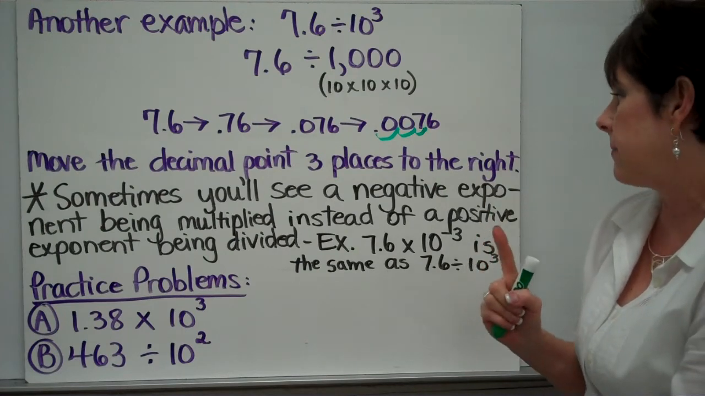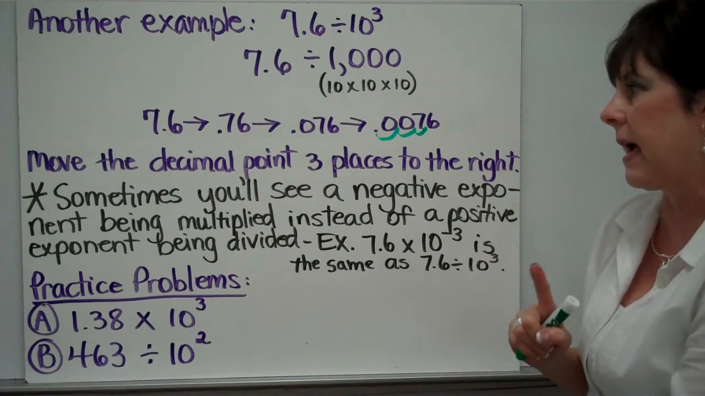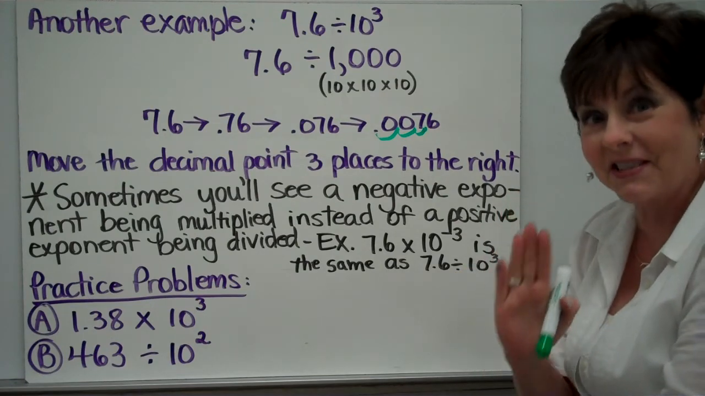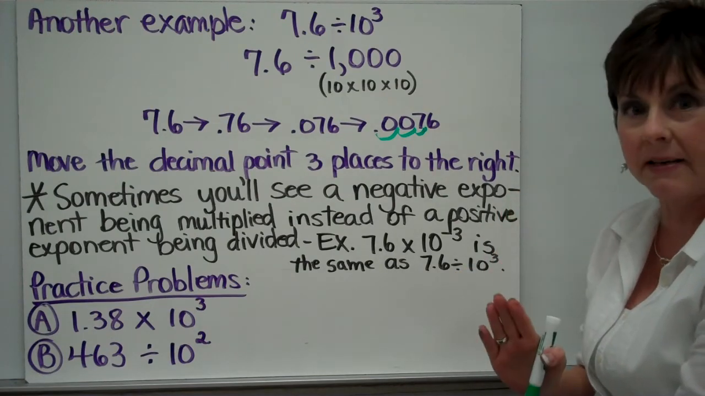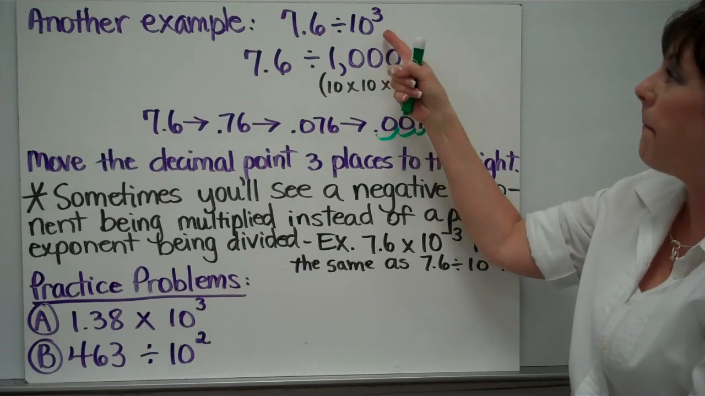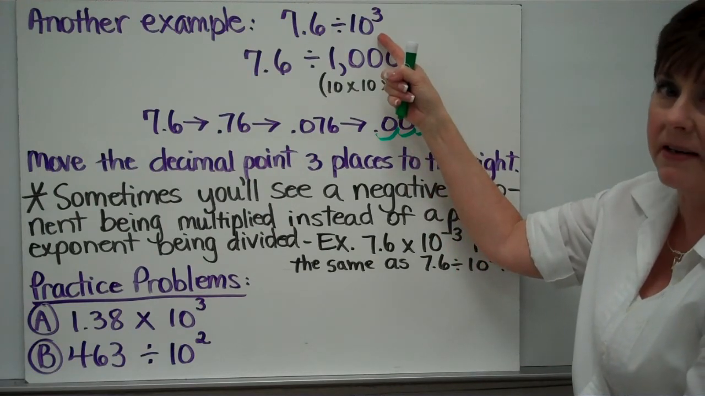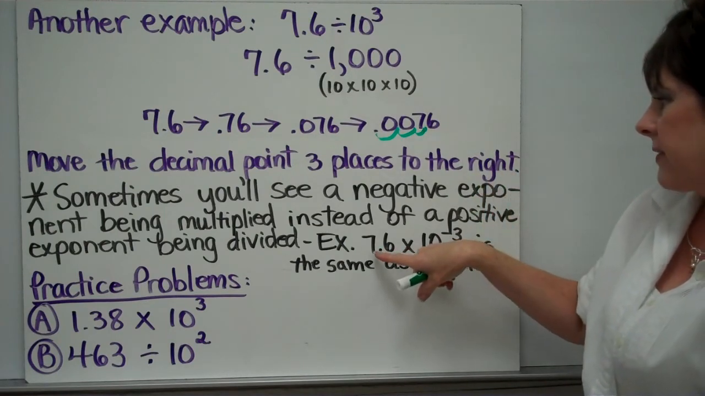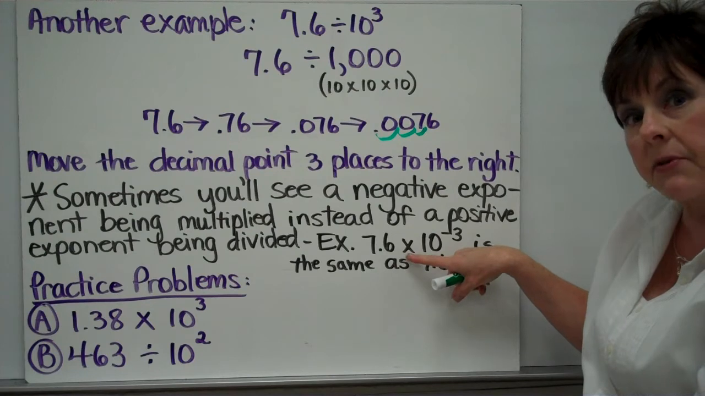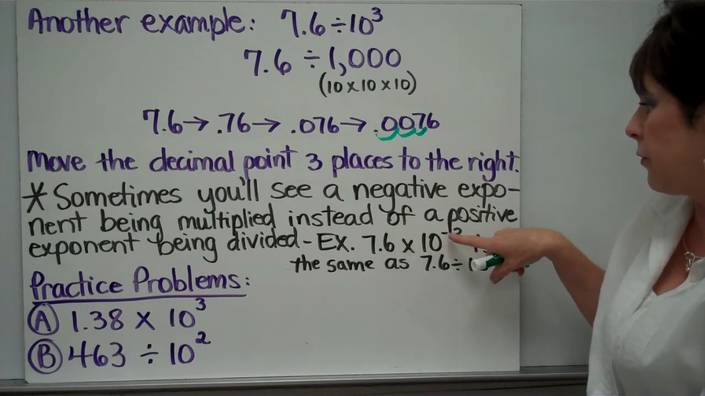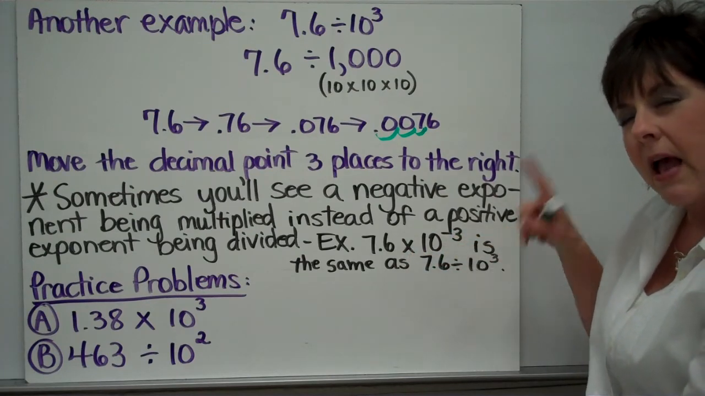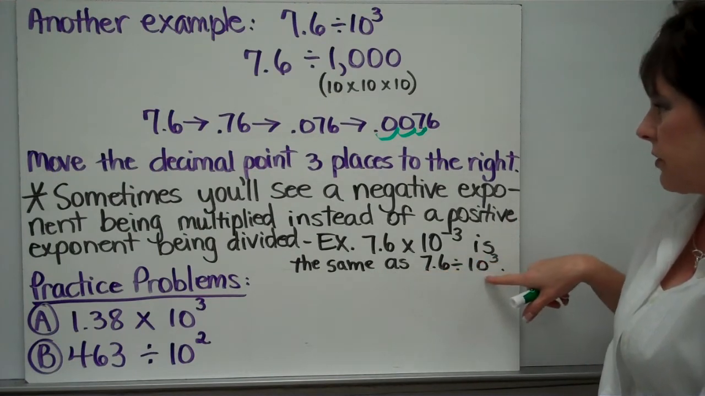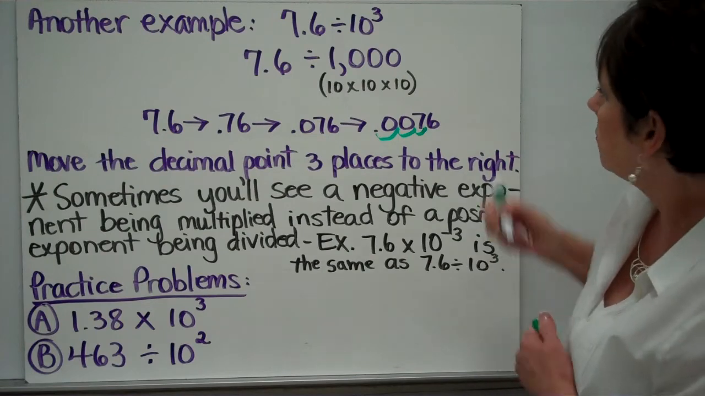Now, sometimes you'll see a negative exponent being multiplied instead of a positive exponent being divided. This is a positive exponent being divided. It could be written like this: 7 6/10 times, it's multiplied, 10 to the negative third power. You could see it like that. It's the very same as this.